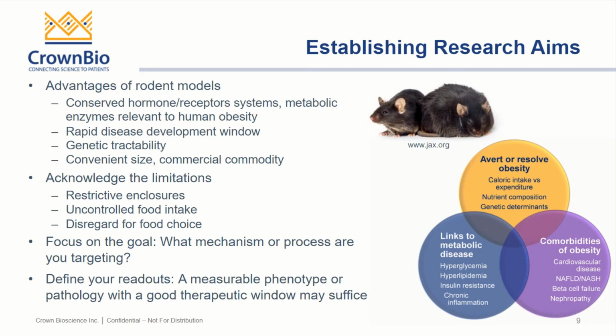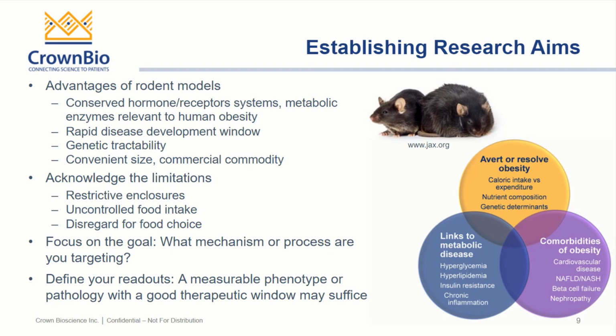These include strong conservation with humans for hormones, receptors, and enzymes that are relevant to metabolism. Rodents are predisposed to developing obesity as a consequence of confinement, and they can develop disease in a relatively rapid time frame. They have genetic tractability, especially mice, so they can be modified for therapeutic or translational improvements. They're conveniently sized for economy of drug manufacturing, and they've become abundant and affordable commercial commodities that can be available at most local scales. However, no model is perfect, so you need to acknowledge that each one's going to have limitations that are inherent to it.